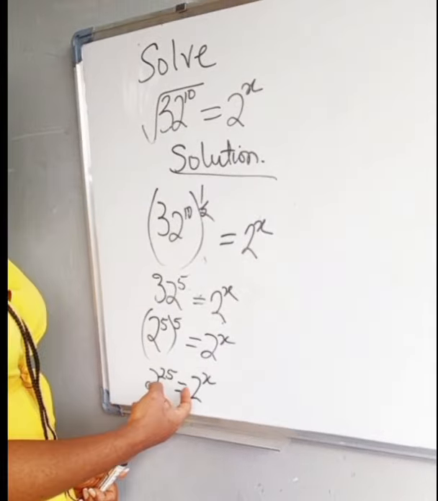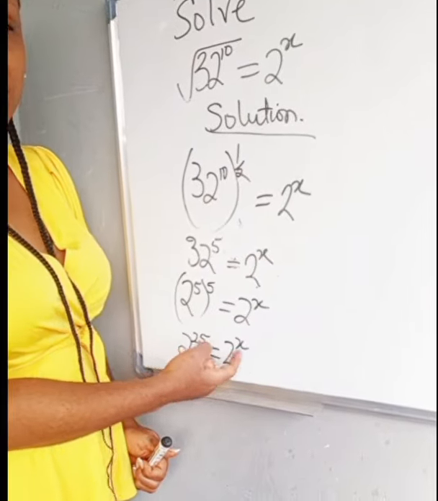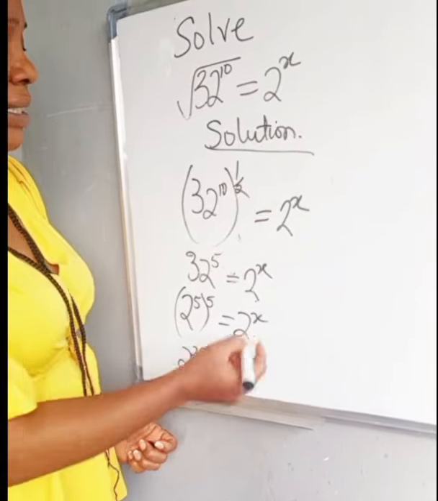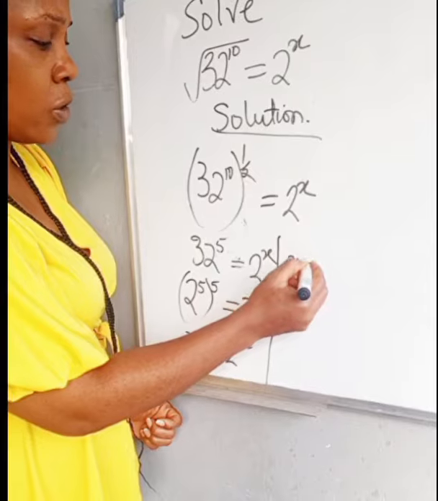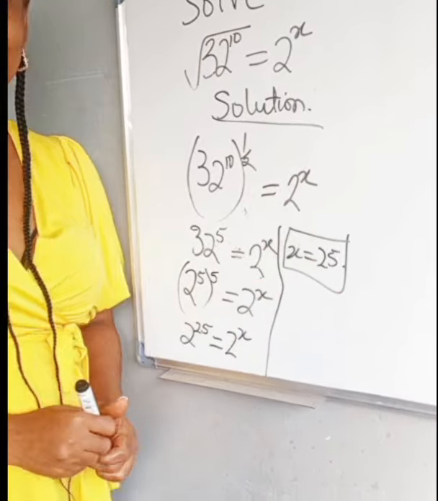Now we see that the bases are the same. So what do we do? We try to equate the powers since the bases are the same. That is x is equal to what? 25. So the final answer is x is equal to 25.